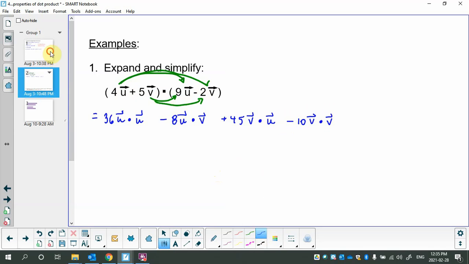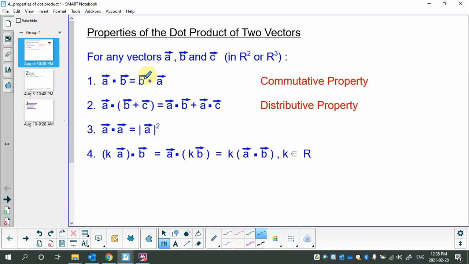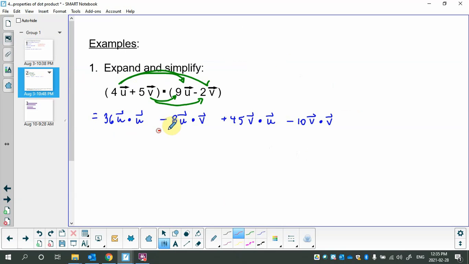Now, if we go back to our properties, it doesn't matter which order you dot in, it is the same result. So that means this quantity and this quantity, at least this part of it, is identical. It doesn't matter that they're reversed. So I'm going to pick u then v, just because I find that easier to deal with. So 45 minus 8, or -8 plus 45, is positive 37. And like I said, I'm going to go with this version.